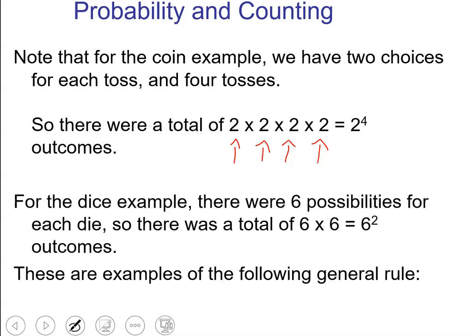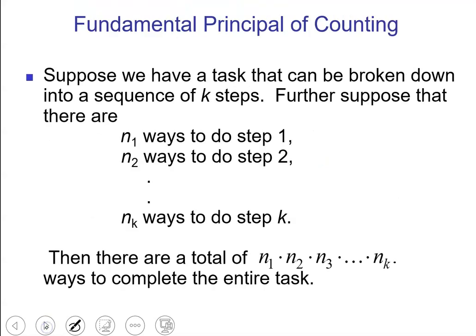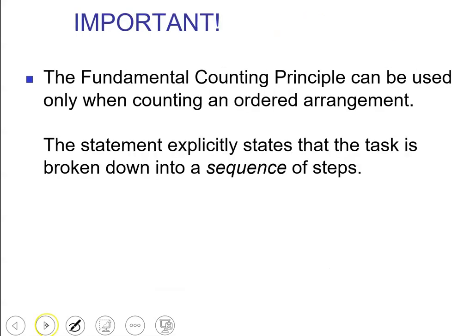That gives us a little bit of a general rule here, which is called the fundamental principle of counting. Suppose we have a task that can be broken down into a sequence of k steps. Further suppose that we have n1 ways to do step 1 and n2 ways of doing step 2, etc. The total number of ways we can do the task is n1 times n2 times n3, until we reach the end, multiplying them all together.